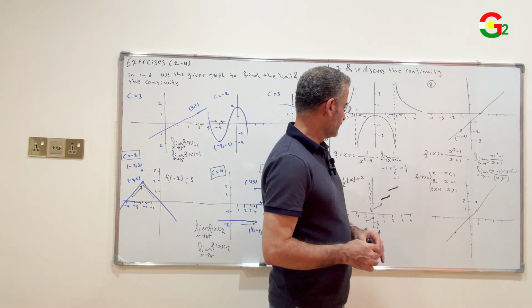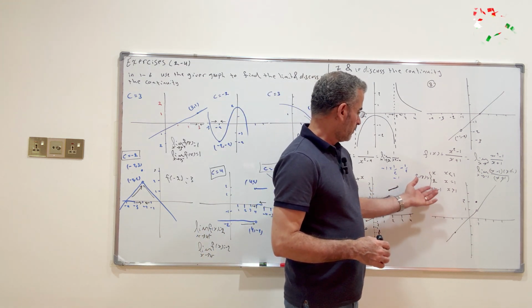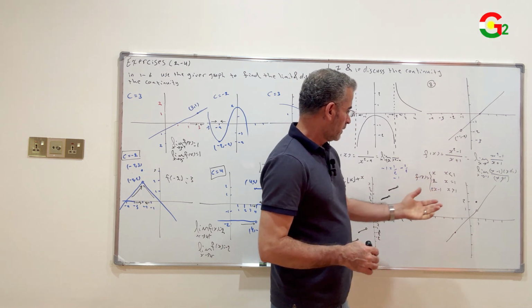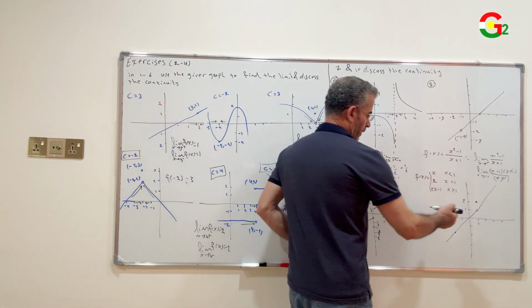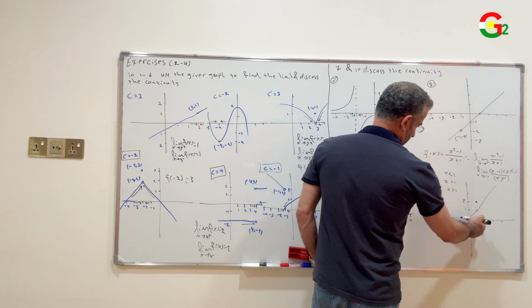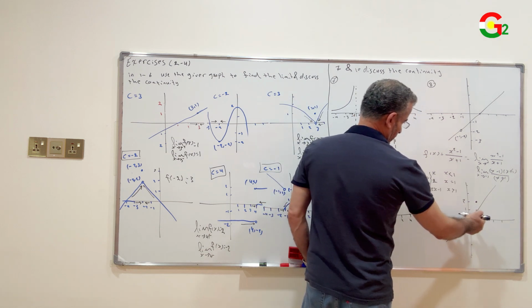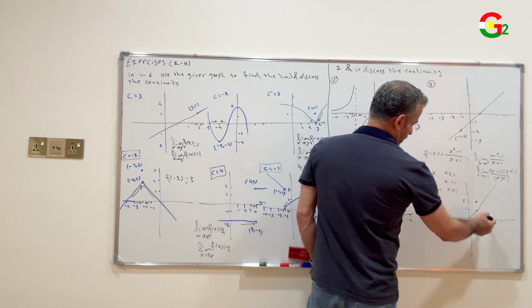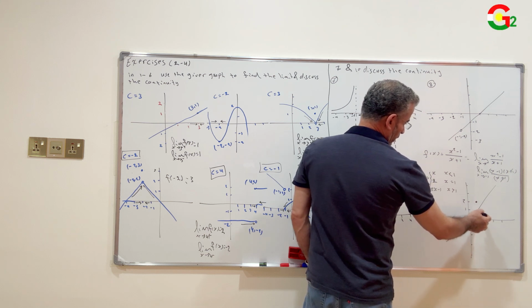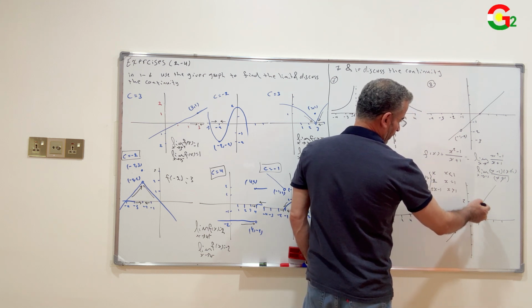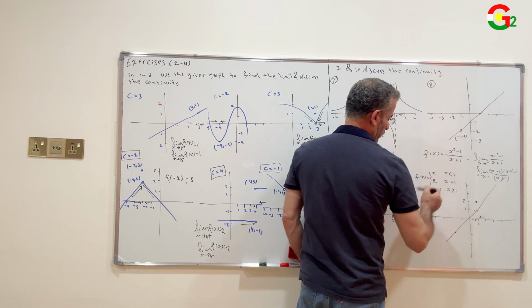Number 10, piecewise function. It is not continuous, as you see, when x equals 1, since the limit of the function when x equals 1 is 1, but the value of the function is 2.